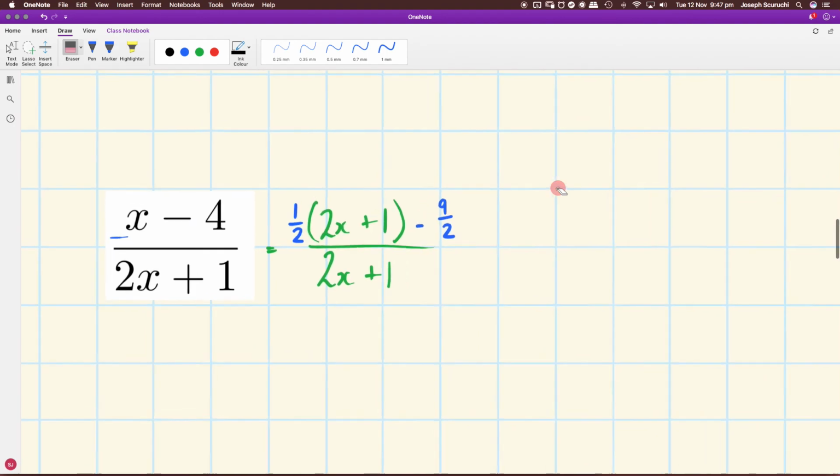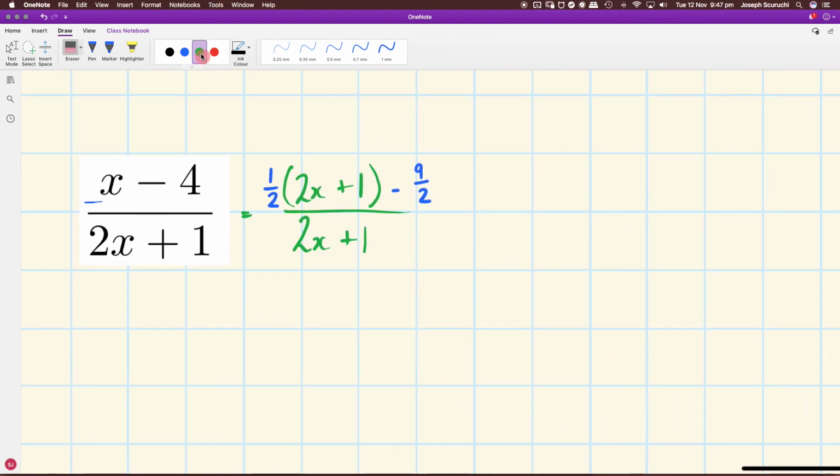Okay, now I'm here. So again, just like before, I'm going to break this up. I'm going to have 1/2 here, 2x plus 1, close the bracket, 2x plus 1, and then going to go minus 9 over 2 over 2x plus 1. This cancels out.